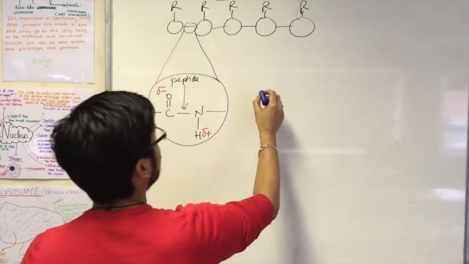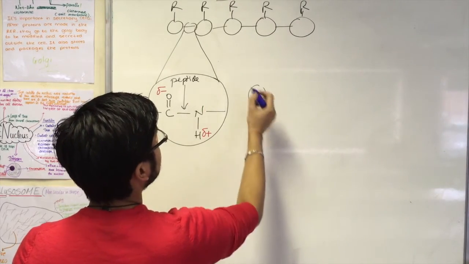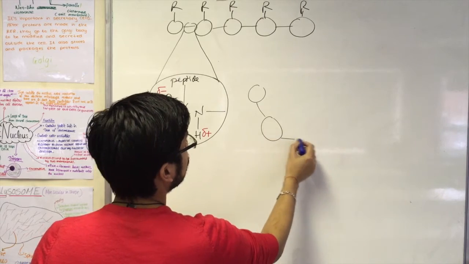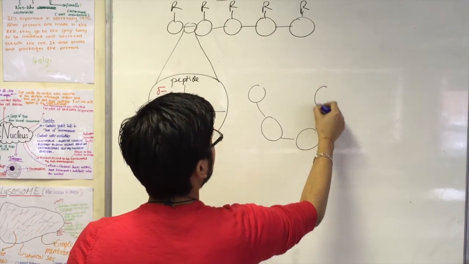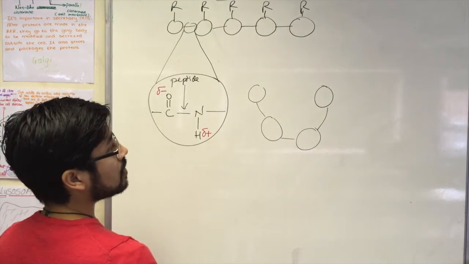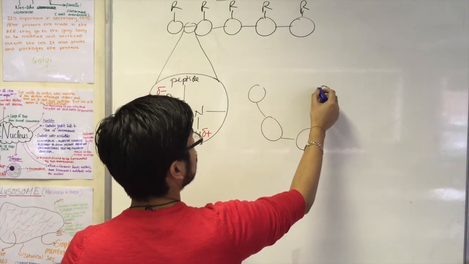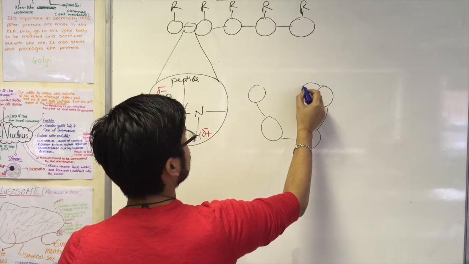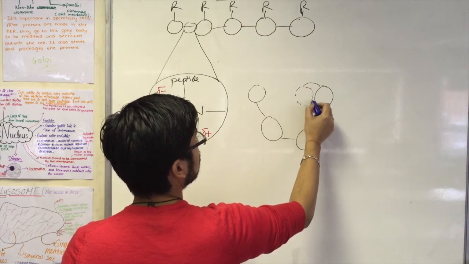Okay, so what will happen is that this chain of amino acids will loop around like this, okay, and we'll draw this in the background.